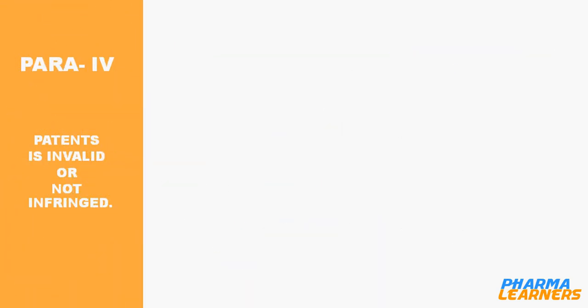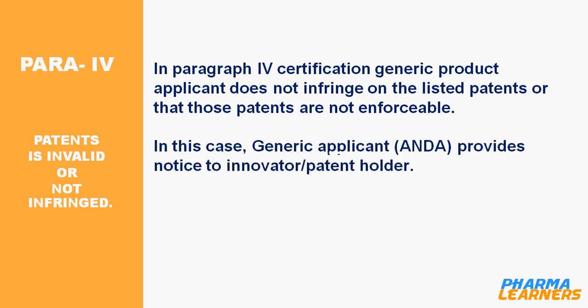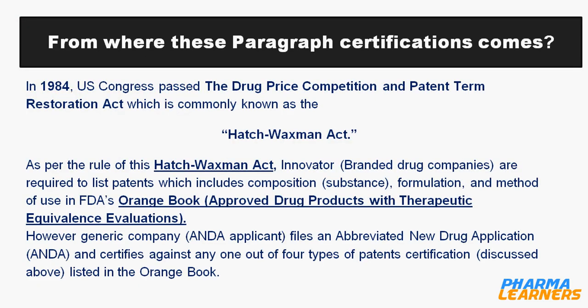Paragraph 4 certification. In Paragraph 4 certification, the generic product applicant states that the product does not infringe on the listed patents or that those patents are not enforceable. In this case, the generic applicant provides notice to the innovator or patent holder. Entry of the first to file may or may not occur in this case.